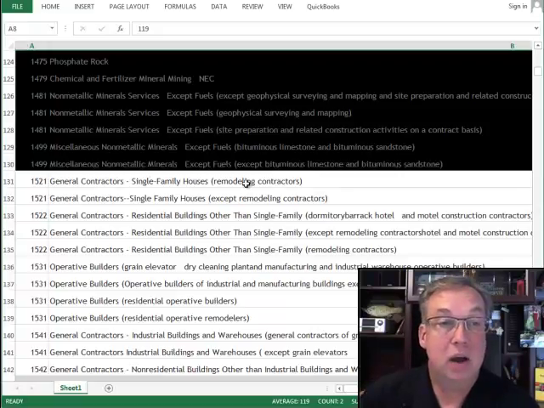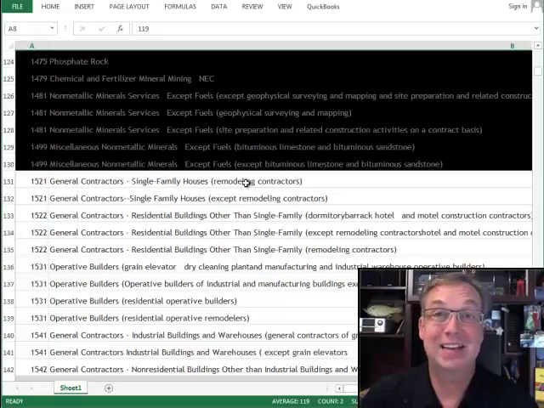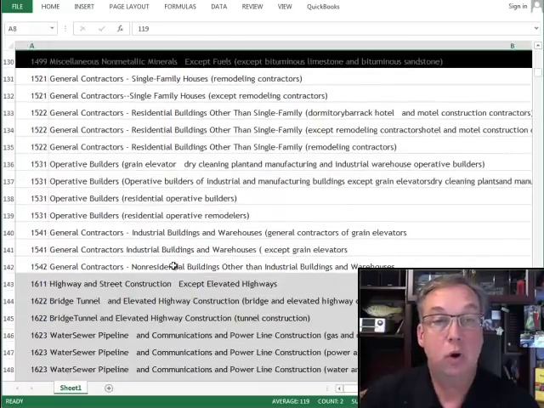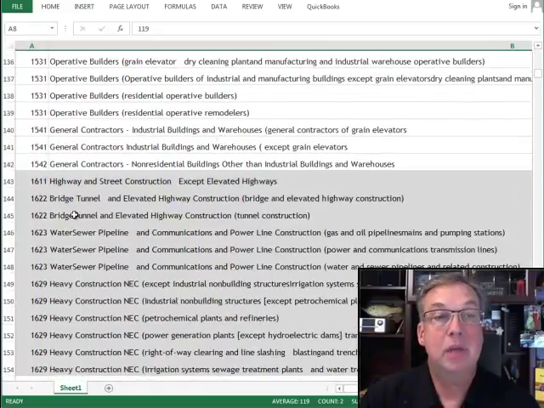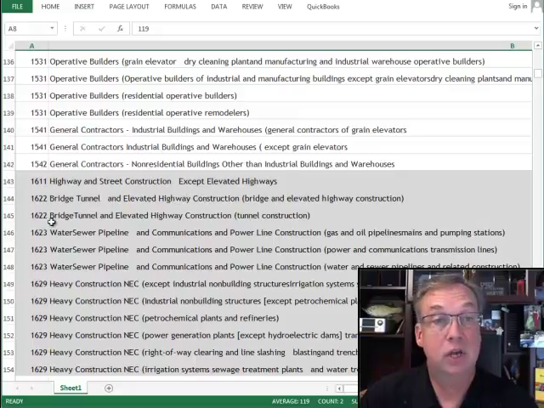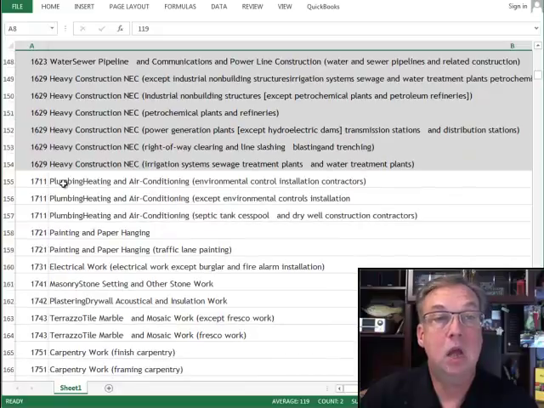Now, I've got some things marked here in white and in gray from my last webinar. So this isn't necessarily a campaign that I'm running, but I'll give you an idea. Look, so now we get into general contractors, single-family residential contractors, and different kinds of contractors. Okay, so in this scenario, we're going to market to them. But then we get into other kinds of contractors or highway and street contractors, bridge and tunnel contractors, water sewer pipelines, heavy construction. So this is a group that I'm really not going to be marketing to now. Plumbing and heating and air conditioning equipment controls and installation contractors, you know, yeah, in this scenario, we would market to them.